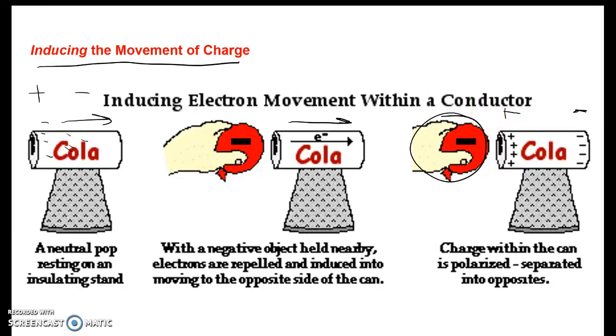That's called making something polar or polarizing something. And by polarizing, that means it's like a magnet, with a positive end and a negative end, and that's what we get here with this pop can. If you want to try this at home, you can just use a styrofoam cup.